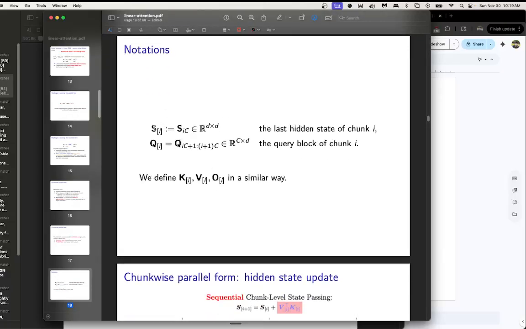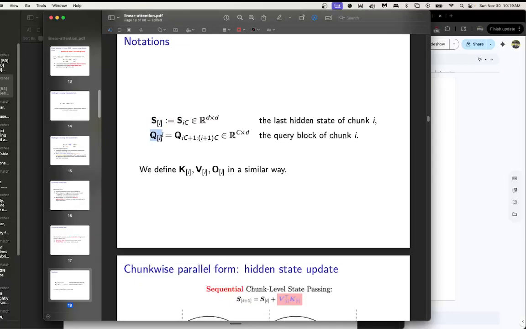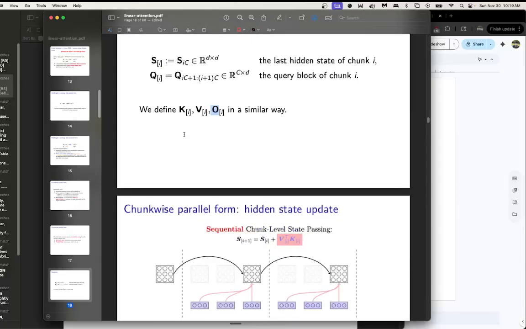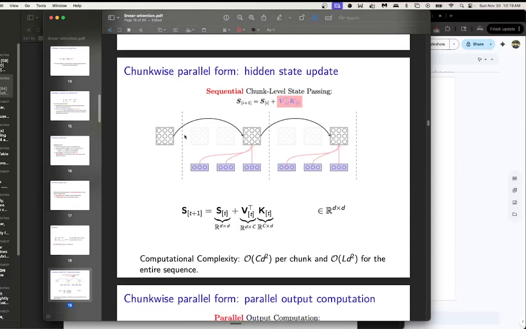First, just a little notation. You can see this bracketed I subscript is the hidden state for the ith chunk, the last one. So that should contain all of the key value updates that have been added to the hidden state within that chunk. And then Q of I, K of I, V of I are all just the queries, keys, values, etc. for that chunk.